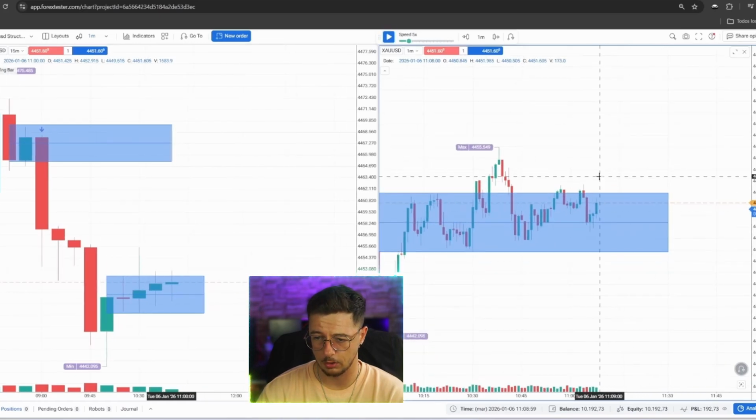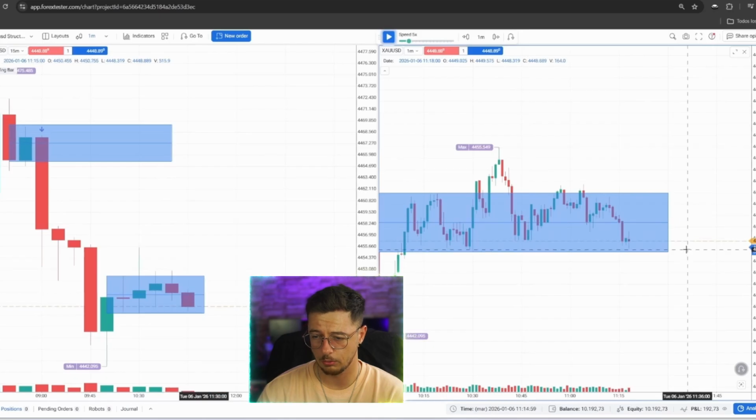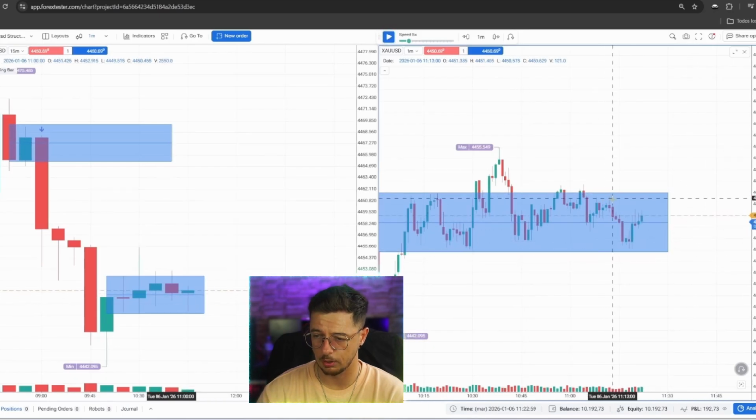So what I'm going to be looking for is basically this market. I would say this level here above. So if it comes down, I'll look for another level. So okay, it's coming below. Looking at this level here right at the moment.